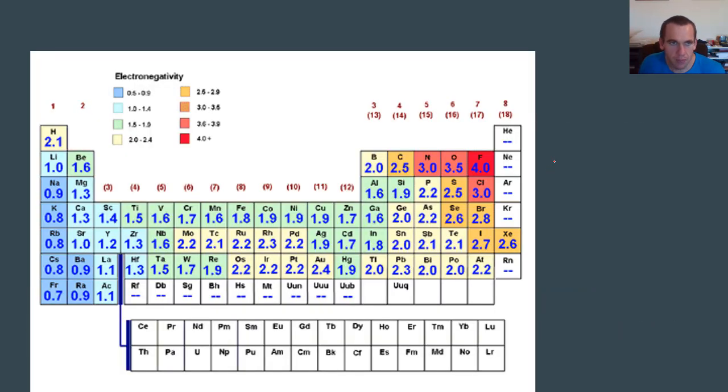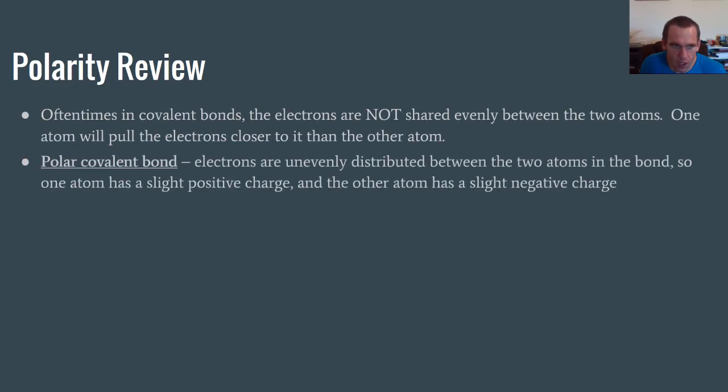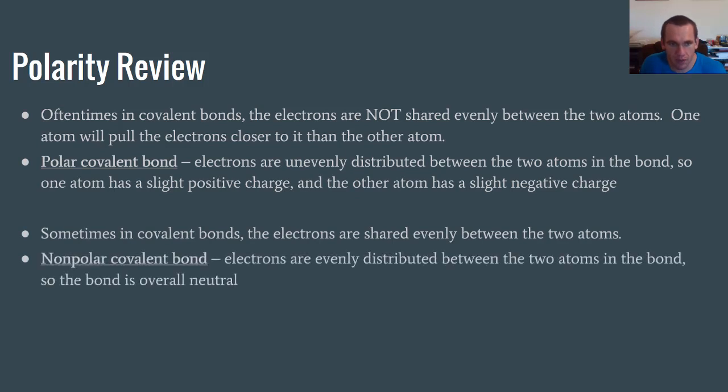So here's the periodic table that shows electronegativity values. There's fluorine. Fluorine, of course, has the greatest electronegativity, and then francium down here is the least. In general, the closer you get to fluorine, the higher the electronegativity. Now, a general rule of thumb: when electrons are shared unevenly, we have a polar bond. When they're shared evenly, we have a nonpolar bond.